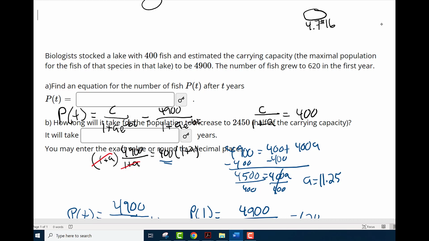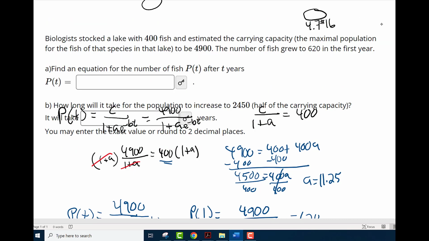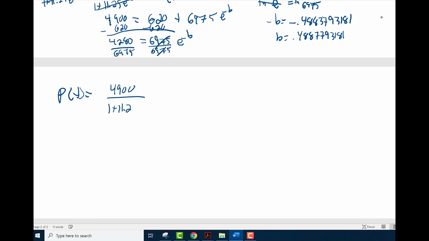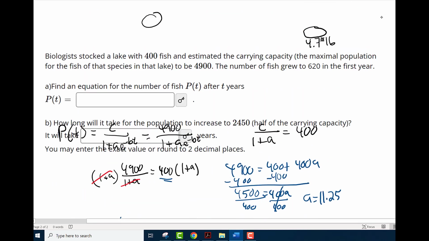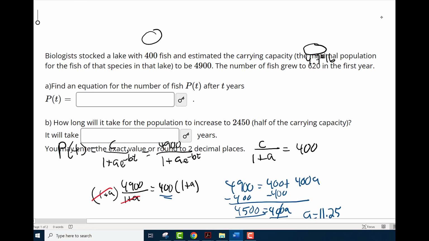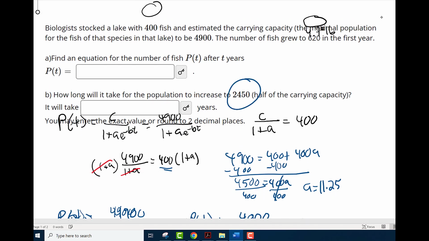Okay, got more space to work now. So our formula is going to be population at time t is going to be 4,900 over 1 plus 11.25 e to the negative 0.4883793181 times t. So then the problem asks, if I scroll back up here, when's the population going to be 2450?